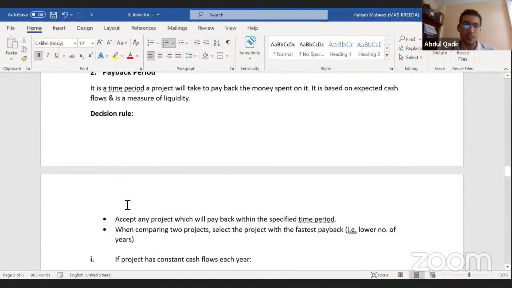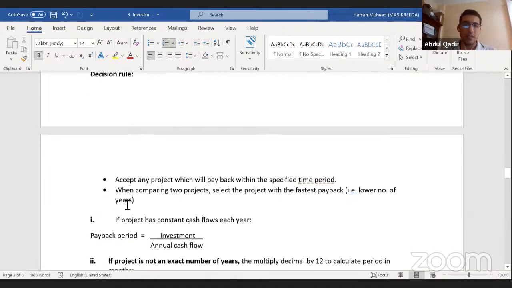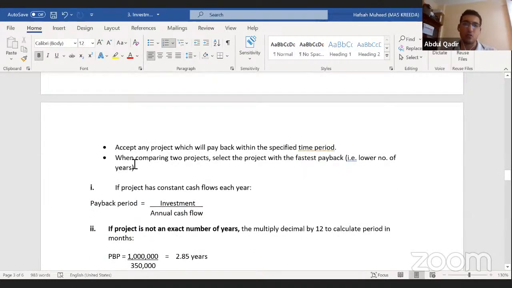So how this works is basically the decision rule: how do you know whether to go ahead with the project or not? Let's say you calculate the payback period. Let's say it takes 5 years to recover the investment, right? How do you decide whether to go ahead with the project or not? You will accept any project which will pay back within a specified time period. So let's say the company says any project within 10 years, if they pay us back, we will accept the project. So if you're going to get it within 5 years, you will definitely go ahead with it.